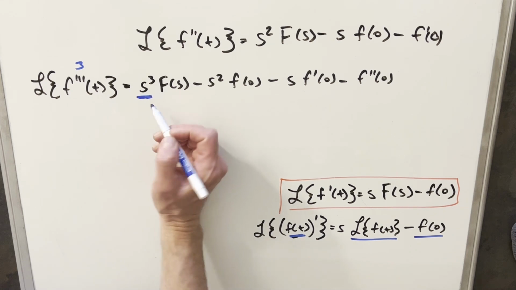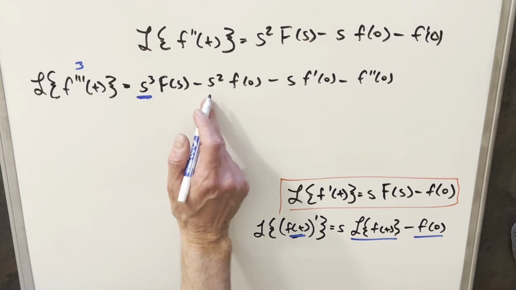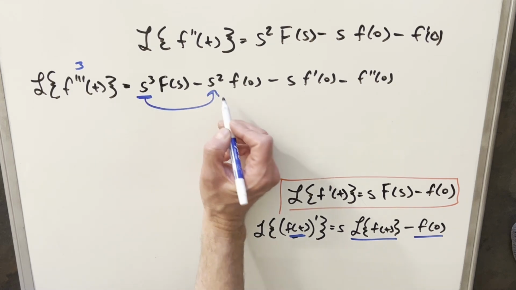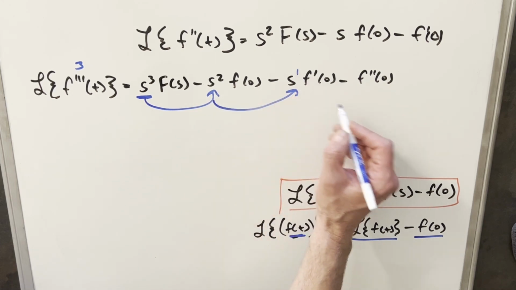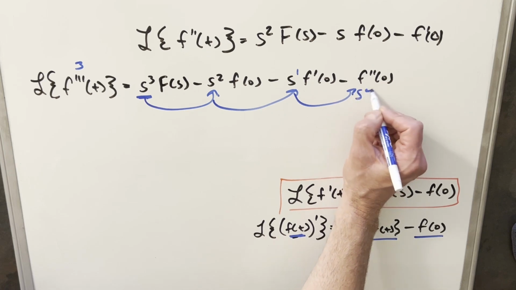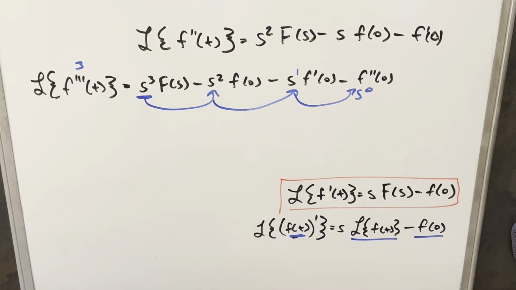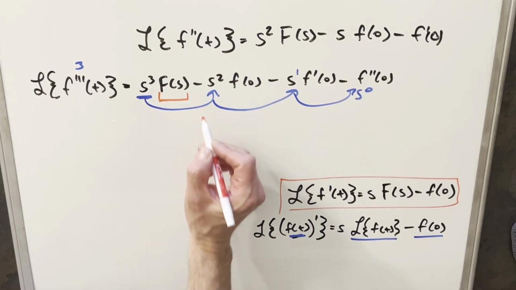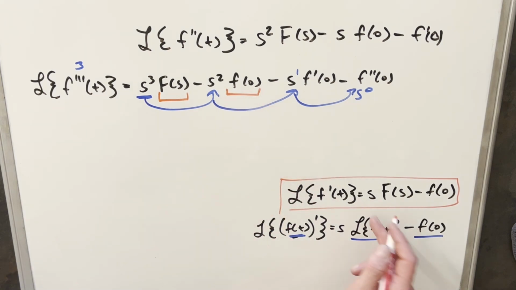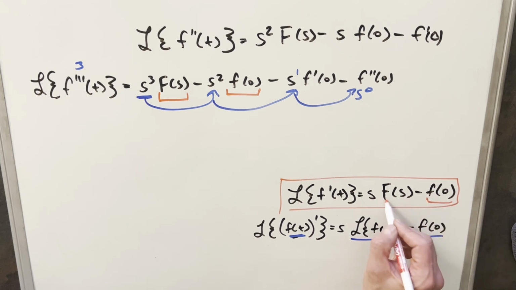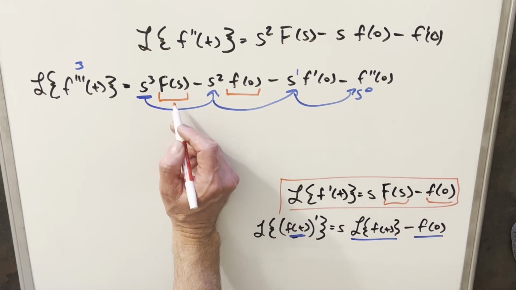We notice that's the same power on our s, and then the power on the s decreases by 1, right? We go from s cubed to s squared to s to the 1. You can think of this here like an s to the 0. And then in every case, the first term is going to be our big F of s, and the second term is going to be f of 0. Even for the first derivative case, this still holds. So we always have these first two pieces.